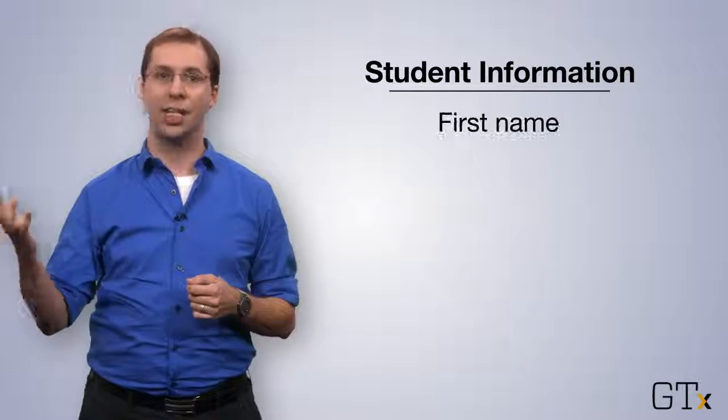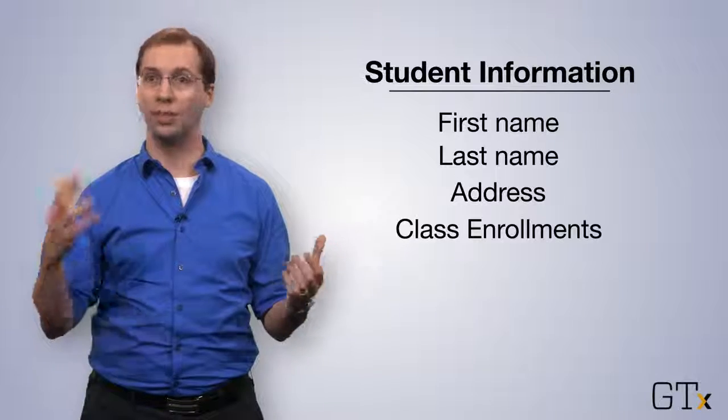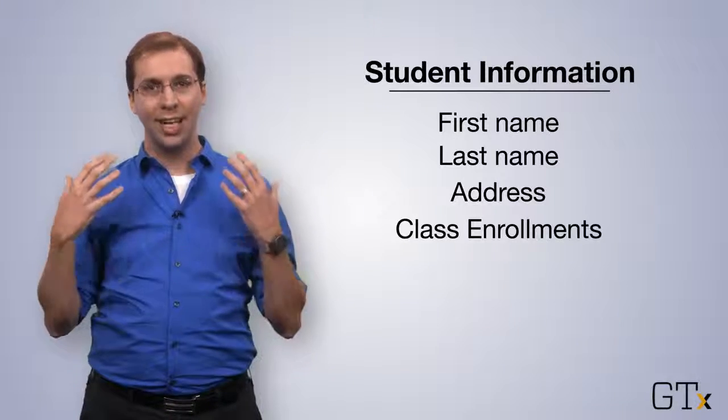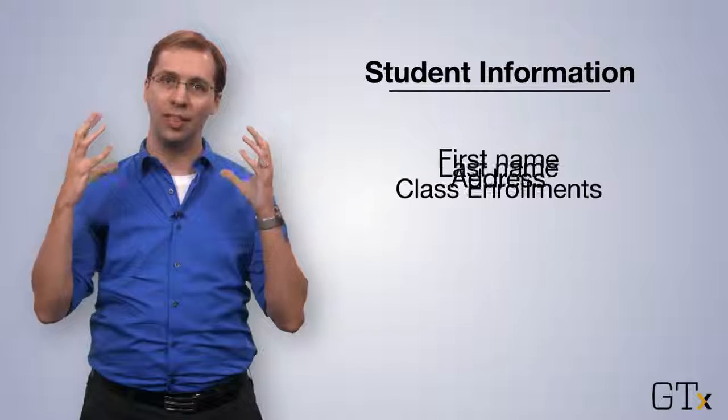Imagine we were creating a new gradebook application. We have a concept of student information like first name, last name, address, class enrollments, and so on. For us, the idea of a student as a concept with lots of information attached makes a lot of sense. In procedural programming, though, that doesn't really exist.